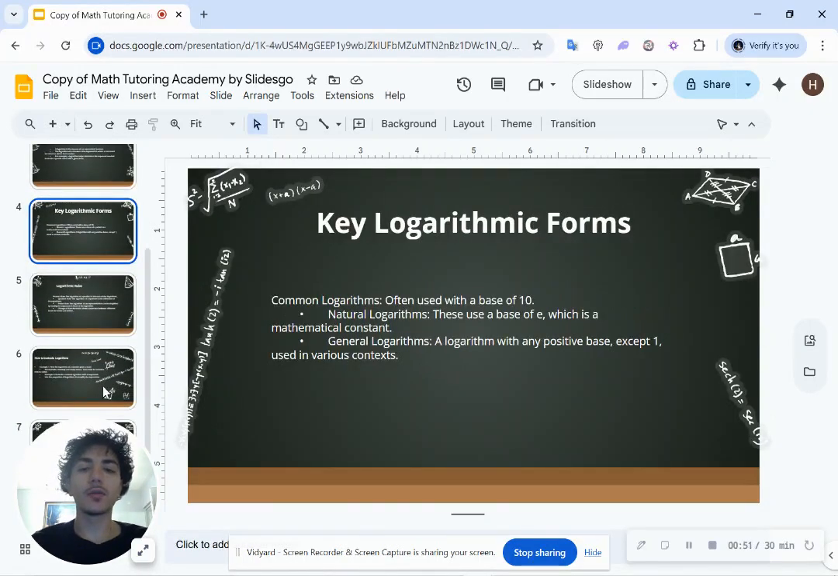Key logarithm forms. Common logarithms are often used with a base of 10. Natural logarithms use a base of e, which is a mathematical constant. General logarithms are logarithms with any positive base except one, used in various contexts.